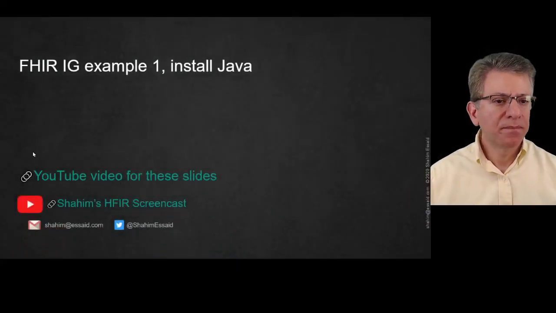Hi everyone. This video is about installing Java on your machine because some of the FHIR tools, well, one of them, the publisher, needs the Java virtual machine available. So we'll walk through that to get it installed on a Windows 10 machine. And hopefully there'll be enough information there to install it on your machine if you have a different operating system.